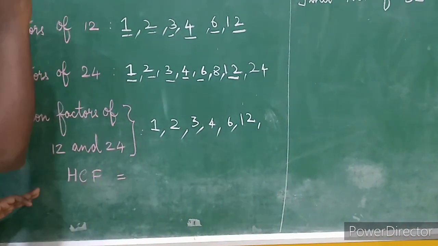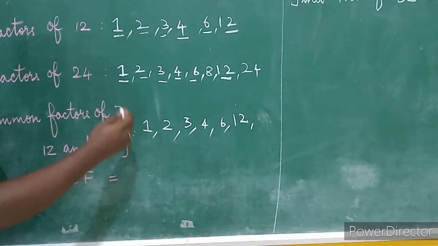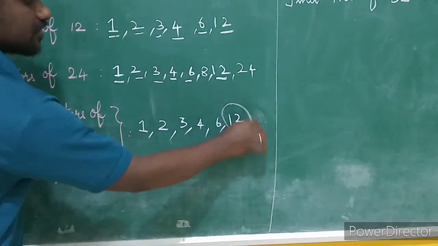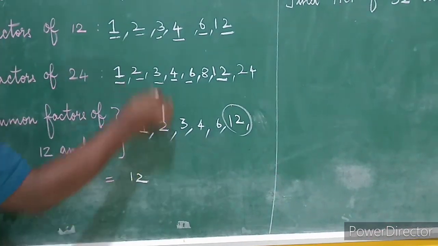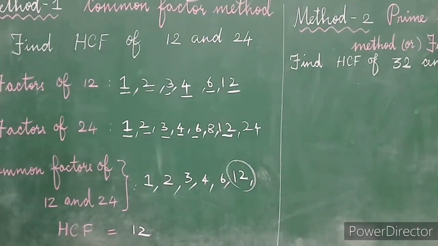Among them, which is highest, because we are going to find the highest common factor? Among the common factors, the highest is 12. So 12 is the HCF of 12 and 24.